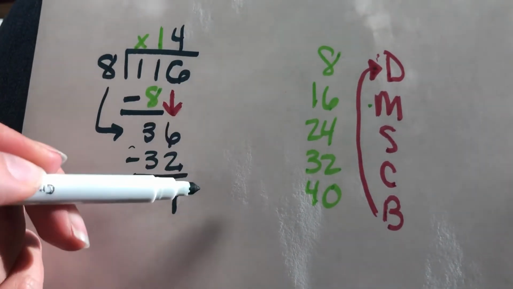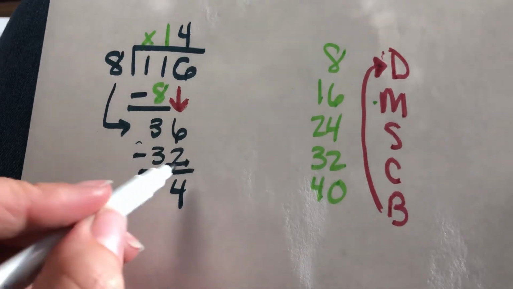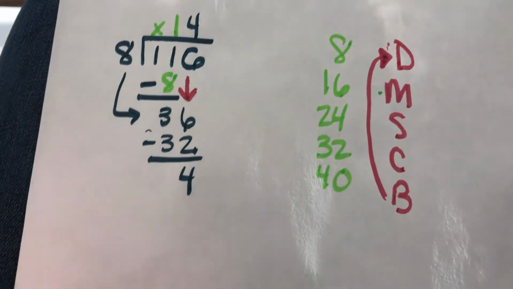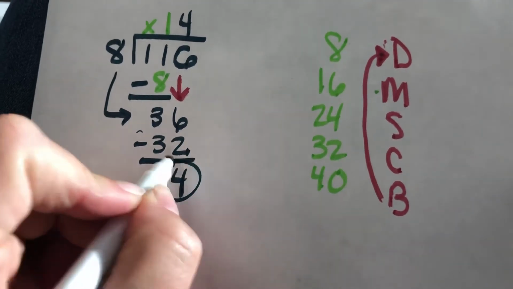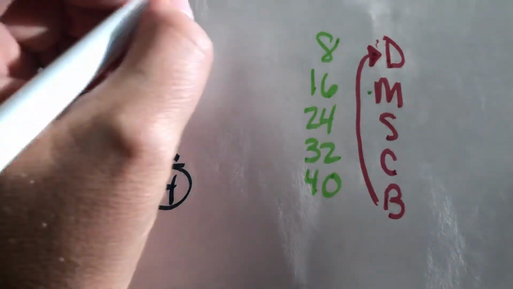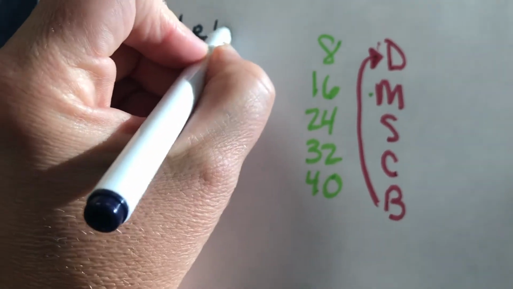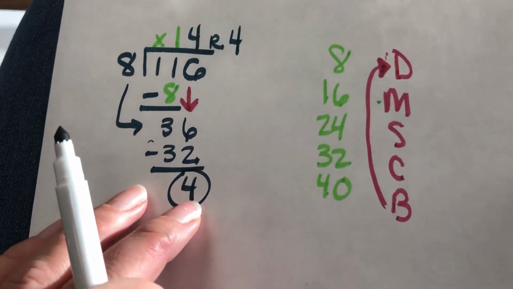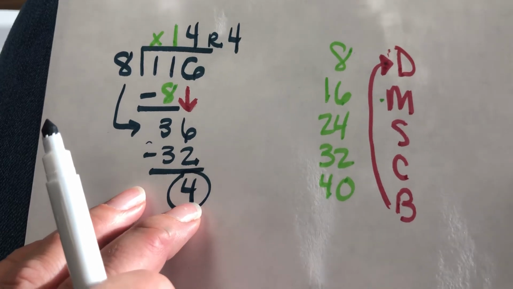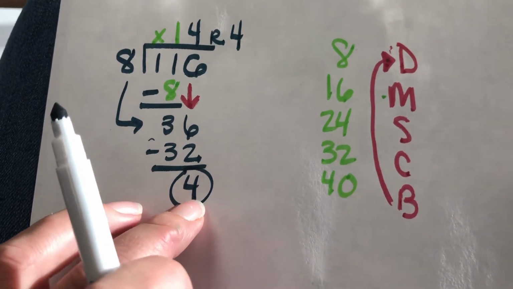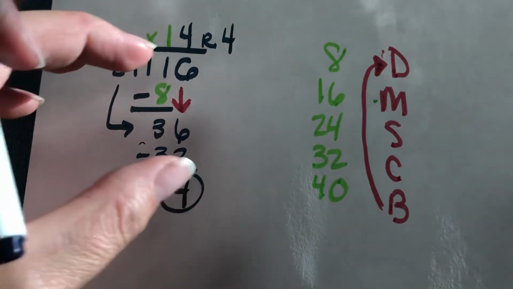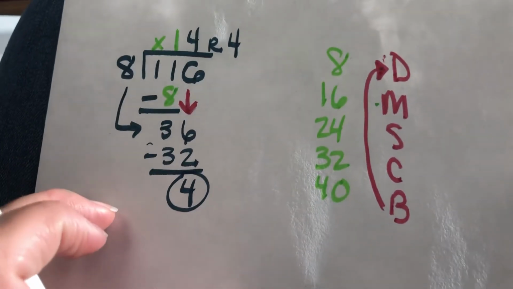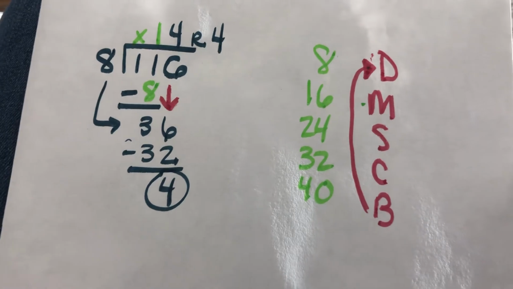Uh-oh. There's nothing to bring down. What do we do whenever we have something left over? Just like your leftovers after dinner, you're going to put those up. So my remainder is 4. I have a remainder of 4. And we will make sure to cover what we do with a remainder in 5th grade, but this is just a starter topic, okay? So for now, we're just going to leave it as a remainder.